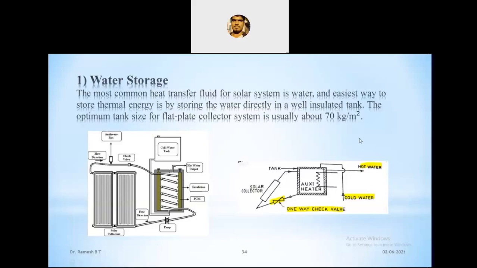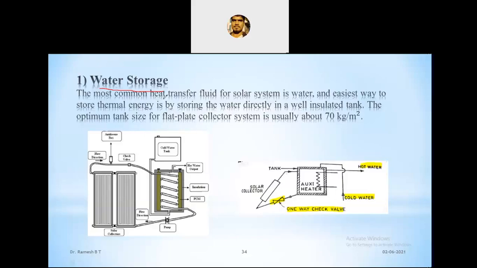The first one is water storage. In the figure on the slide, you can observe the water storage system. The most common heat transfer fluid of a solar system is water. It is very cheap, very economical and easily available. It is an easy way to store thermal energy by storing the water directly in a well insulated tank.